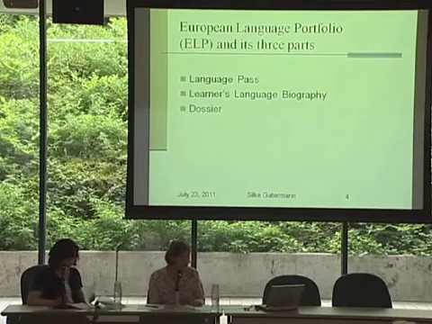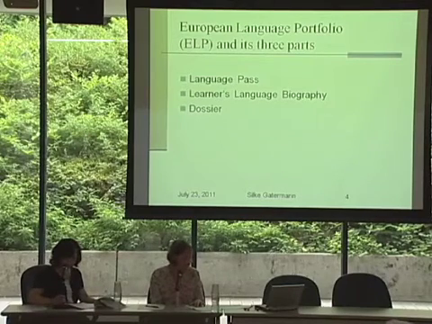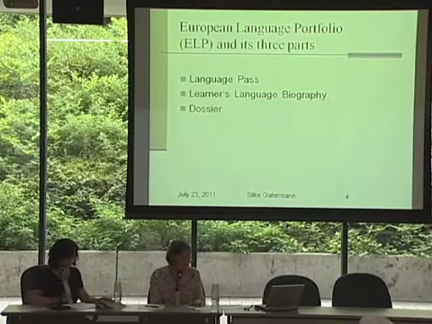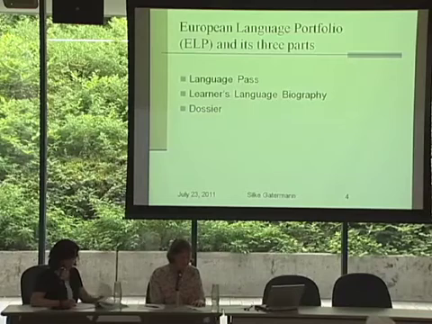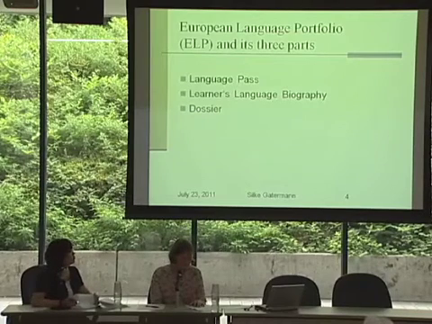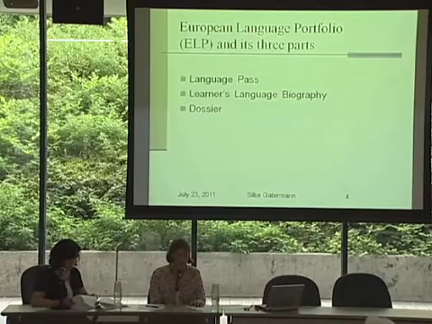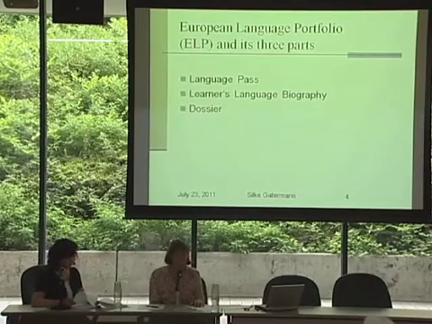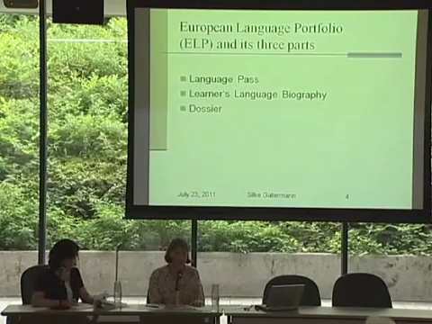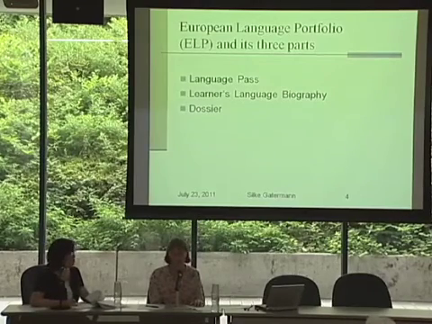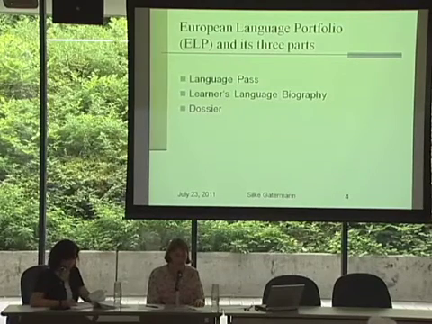The ELP, as you know, encompasses 3 divisions: the language pass, the learner's language biography, and the dossier. In the regular classroom, we try to make use of all the 3 parts. But the language pass, in Germany, can only be handed out after 5 or 6 years of dealing with the portfolio. You don't receive the language pass right after 1 year of dealing with tasks for the language portfolio.